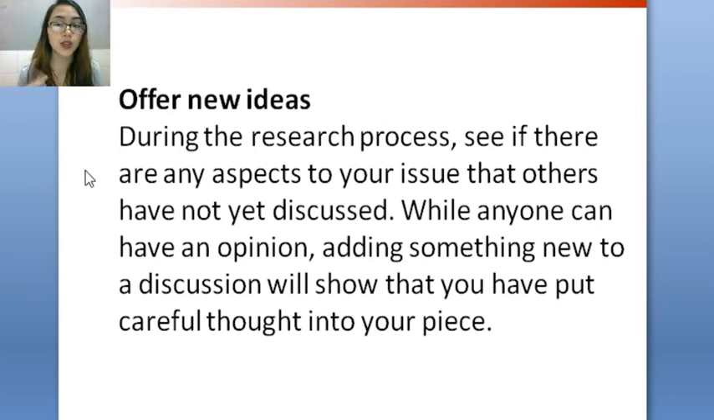Offer new ideas during the research process, guys. See if there are any aspects to your issue that others have not yet discussed. Kasi pag marami na nga nagsusulat about it, di ba, masyadong familiar na yung tao, hindi na sila gustong babasahin yun. But once you present them something na hindi pa na-discuss ng ibang writers, that would really be appealing to others, lalo sa readers natin. And while anyone can have an opinion, adding something new to a discussion will actually show that you have put careful thought in your piece. Pinag-iisipan mo talaga yung ginagawa mo.